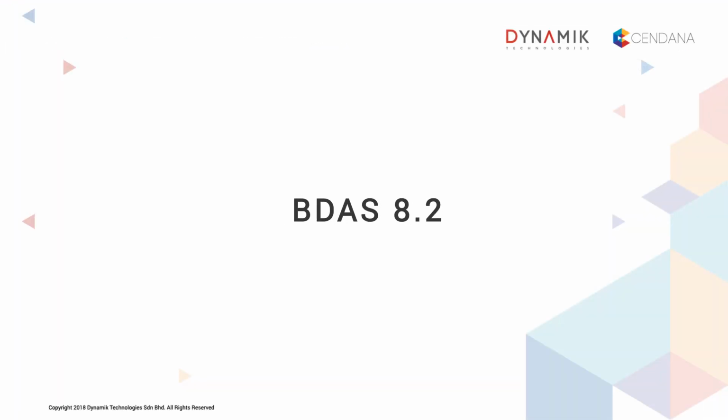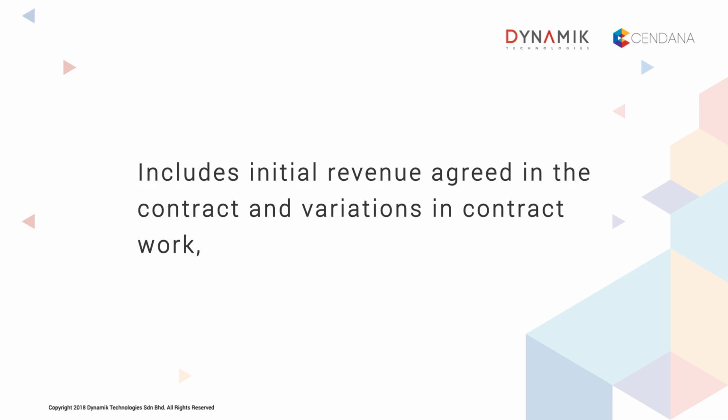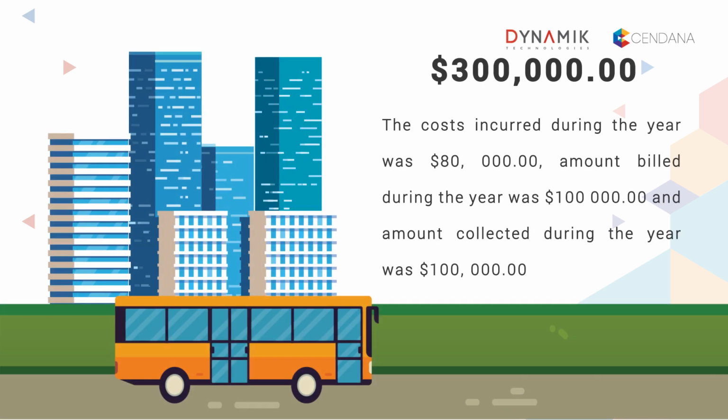Moving on to BDAS 8.2, which is to record contract revenue. Contract revenue includes the initial revenue agreed in the contract and variations in contract work, claims, and incentive payments. Let's use the same sample scenario from the previous BDAS 8.1, but the difference here is that we are recording the contract revenue.